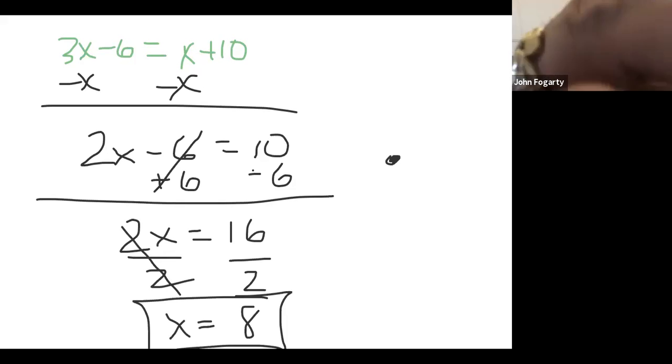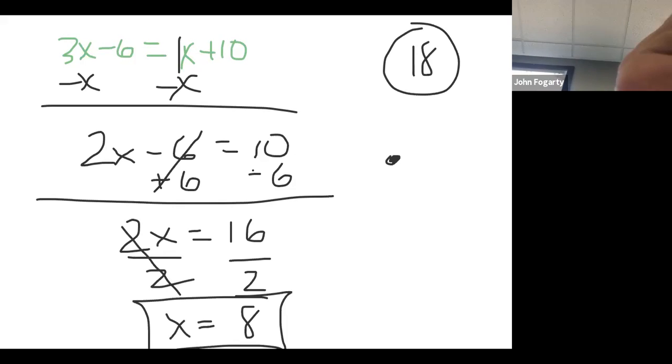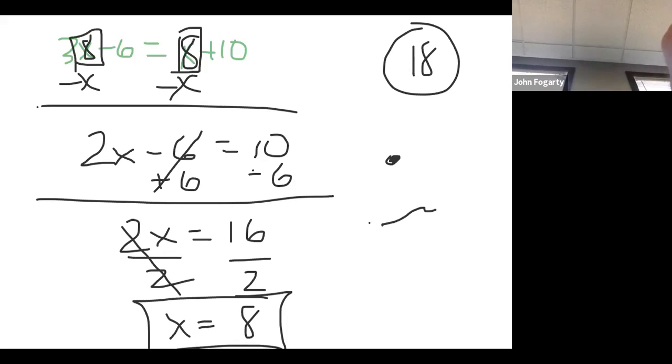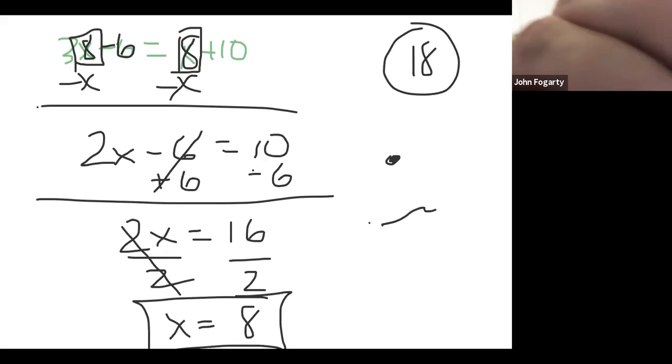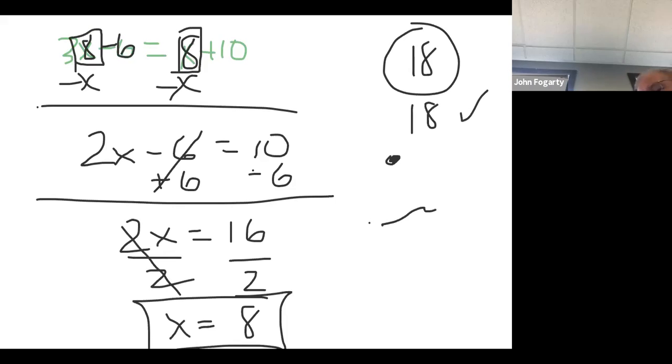So if I asked you for x, you would tell me 8. But if I asked you for each side, you would tell me 18, right? 8 plus 10 is 18. 3 times 8, 24, minus 6, 18. Can you guys handle that? Yes, sir.